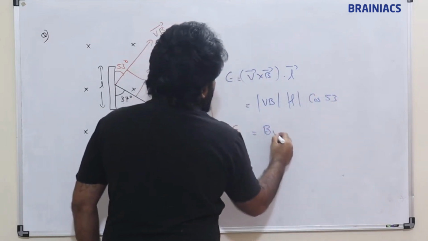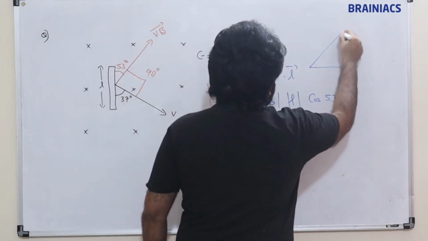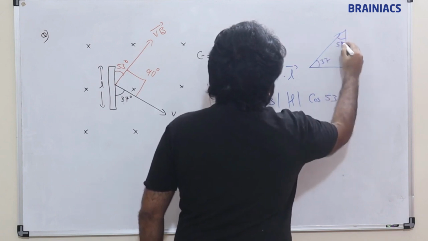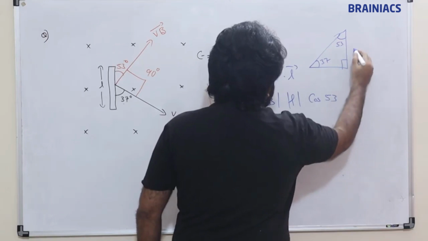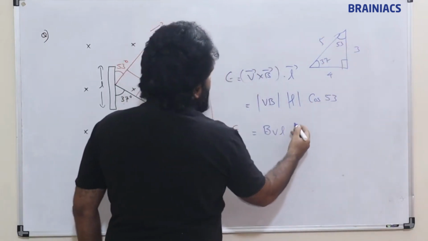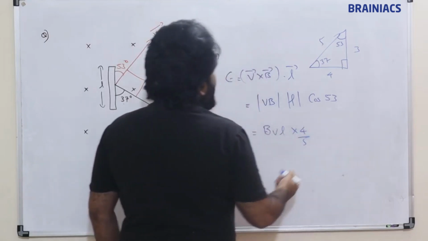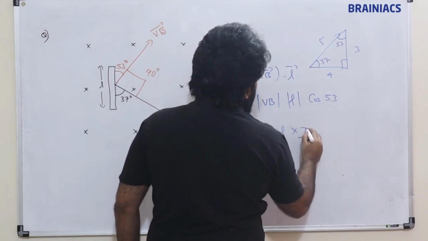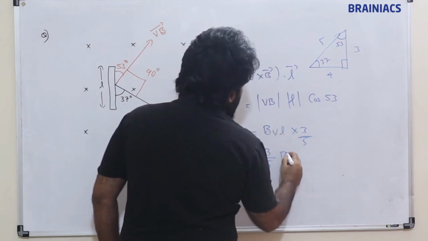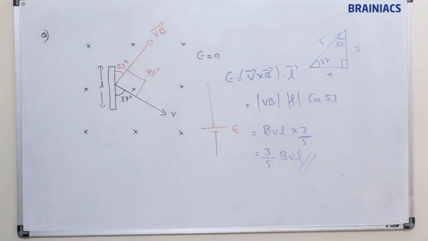So BVL, how to take cos 53? You know how to draw this triangle. So this is 37, 53, 90, 3, 4, 5. So cos 53 means this is going to be 3 by 5. So 3 by 5 BVL. This is the answer for this question.